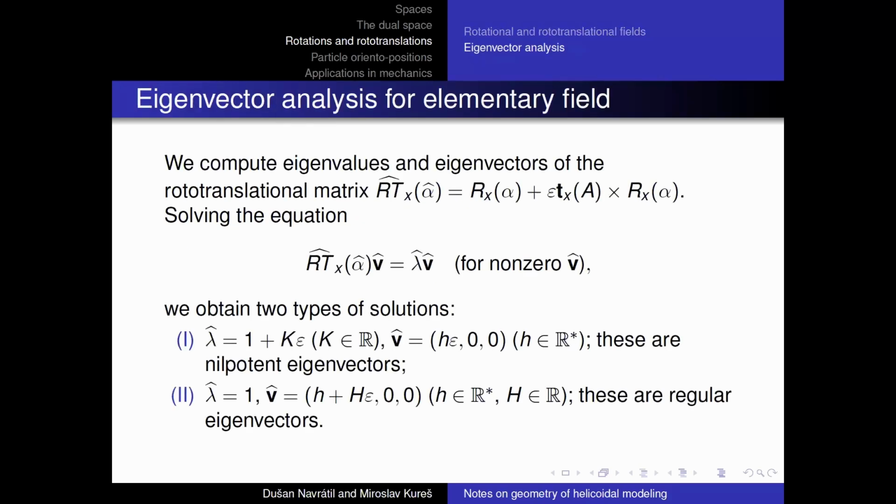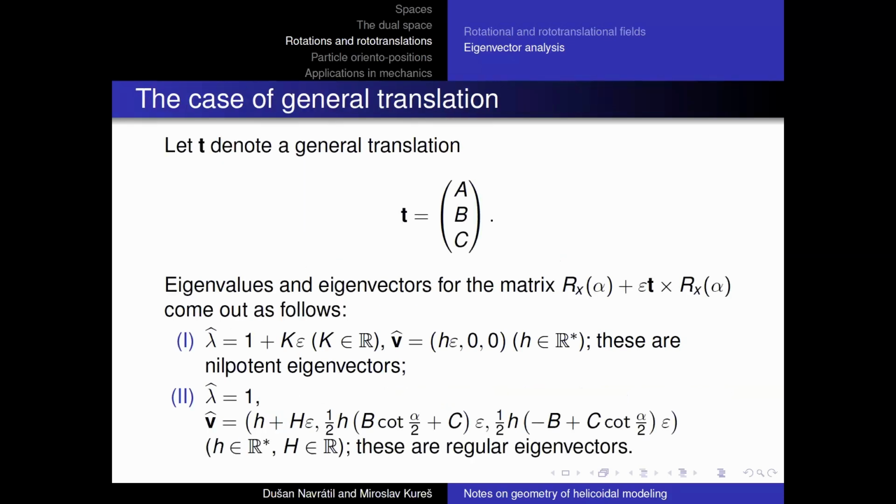We also computed how eigenvalues or eigenvectors for such a transformation look like. So this is the case for just a simple rotation around x-axis and translation along x-axis. And for the general case of the translation vector, it ended up in this way. And what we are currently trying to figure out is what is geometrical meaning of such a eigenvector.